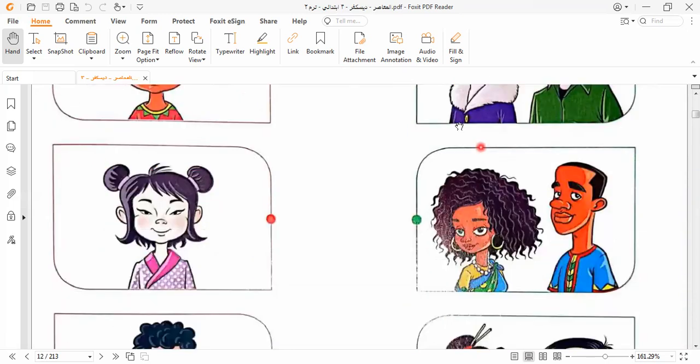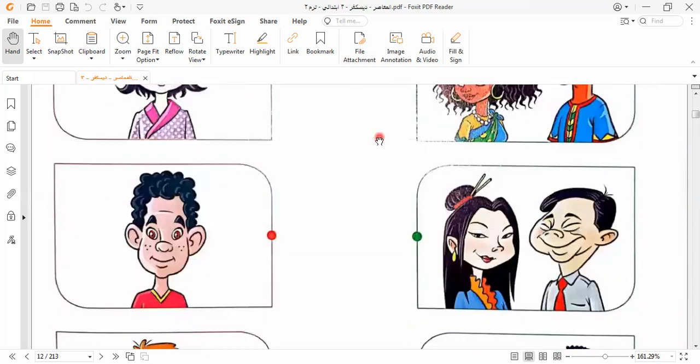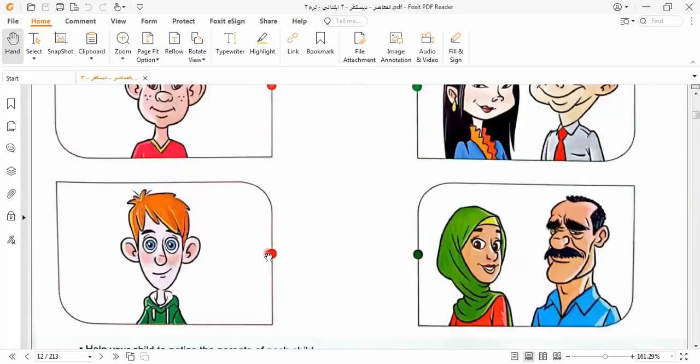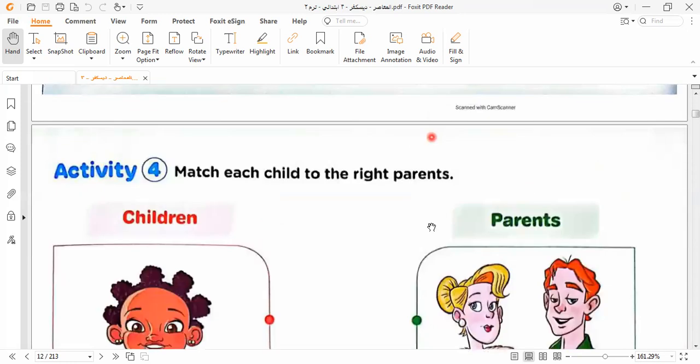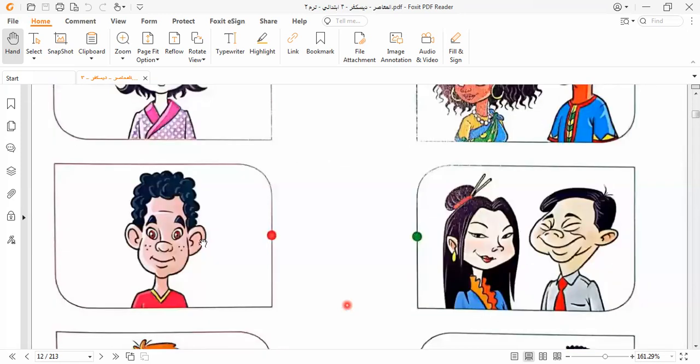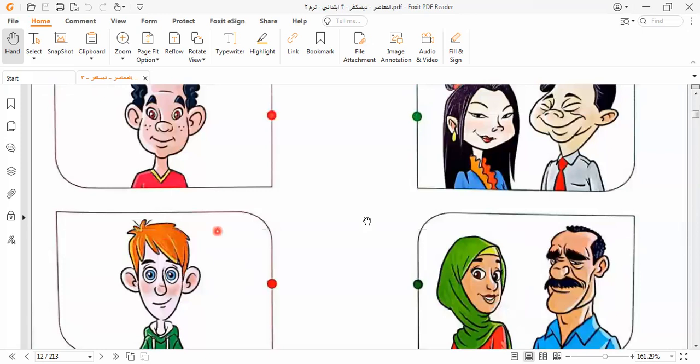Let's do the exercise. Both parents, which one is suitable for them? The last one. So I will select this boy for the two parents. Why did I select him? Because they have brown hair, and this is brown hair. I think it's brown hair.